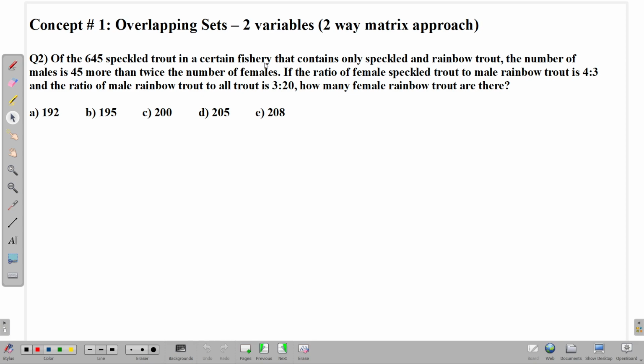The number of males is 45 more than the number of females. So again, we have another variable, male and male bar or female and female bar. I'm not trying to be sexist, gender neutral, so I will say female and female bar, if that makes people happy. That's not the issue here. So if the ratio of female speckled trout to male rainbow trout is 4:3, and the number of male rainbow trout to all trout, meaning my entire column, the sigma thing, okay?